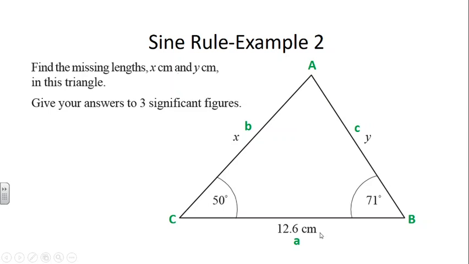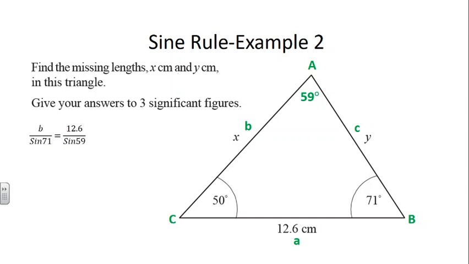They expect you to remember that angles in a triangle add up to 180, which means we can take away the 50 and the 71 to work out this missing angle. We've now got everything we need to apply the sine rule to work out X, and then apply the sine rule again to work out Y. I'm going to start with X.